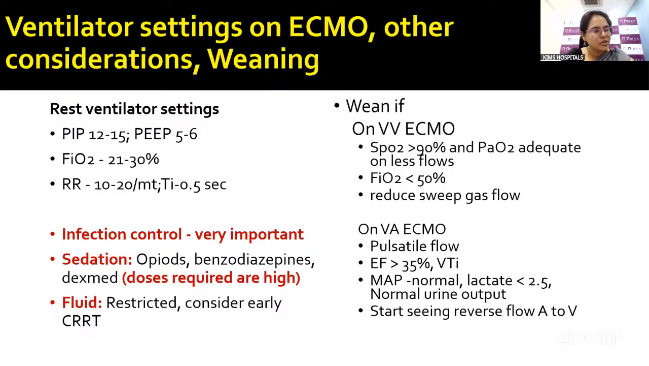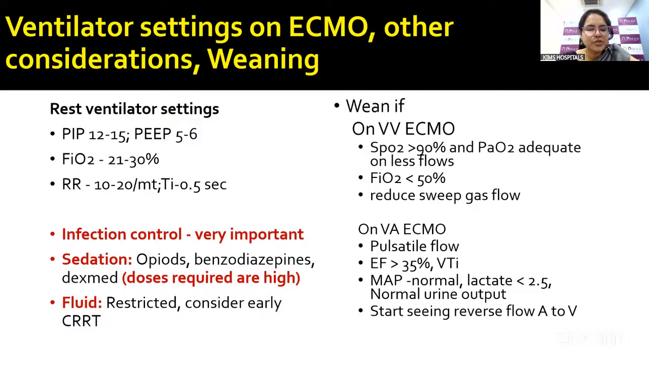So rest ventilator settings usually in a newborn would be something like a PIP of 12 to 15 with a PEEP of 5 to 6 with a minimal FiO2 of 21 to 30% at a low rate of 10 to 30 beats per minute with an I time of 0.5 seconds. Remember that the need for sedation can be very high because of the additional circulating blood within the ECMO circuit, which can consume a lot of sedation. The commonly used drugs include opioids, benzodiazepines, and sometimes dexmedetomidine.